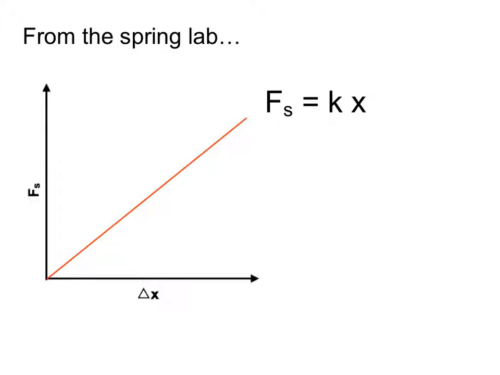Essentially, if you have a very high k value, a very high spring constant, and you stretch it 1 meter, you're going to get a larger force than if you had a small k and you stretched 1 meter. That would give you a smaller force.